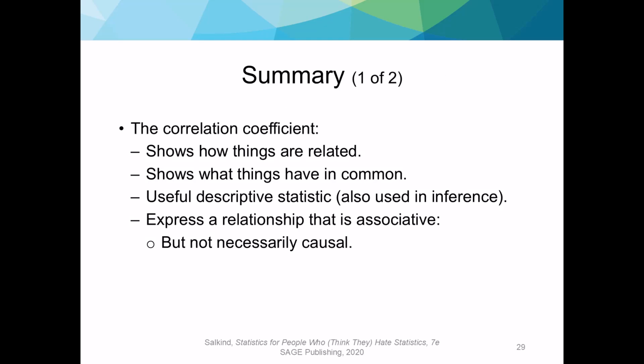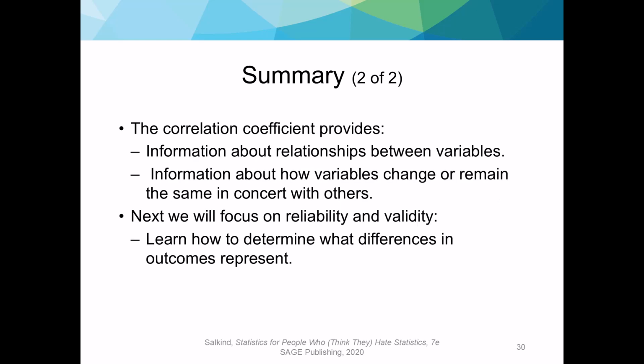So to summarize, the correlation coefficient is a useful descriptive statistic that shows how things are related or what they have in common. It's crucial to remember that this relationship is associative, but not necessarily causal. The correlation coefficient provides valuable information about how variables change in concert with one another. With this understanding of how variables relate, we can now move on to our next topics: reliability and validity, where we will learn how to determine what differences in outcomes truly represent.